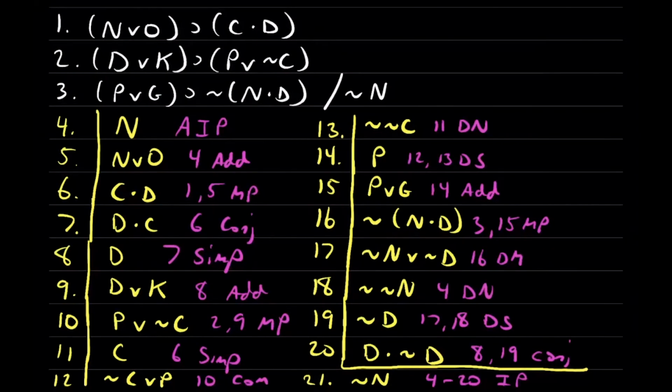Not too bad. I think you can see that even though this is a long proof, look how easy these rules are. Addition, modus ponens, conjunction, simplification, addition, modus ponens, simplification, commutativity, double negation, disjunctive syllogism, addition, modus ponens, De Morgan's rule, double negation, disjunctive syllogism, and conjunction. Really, really easy rules, even though there are a lot of steps to this proof.